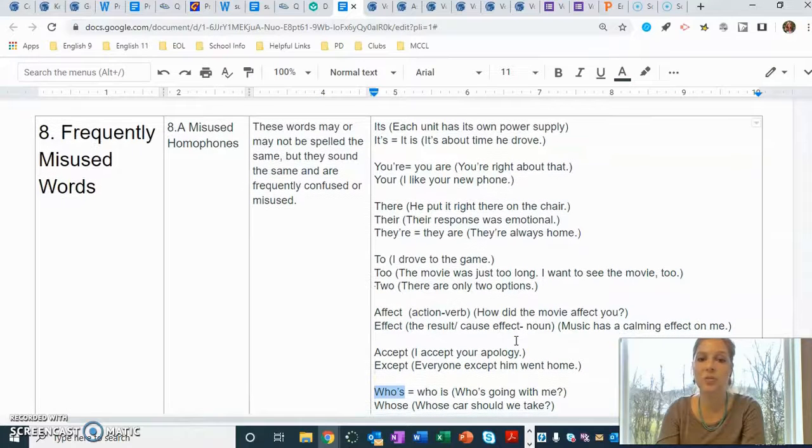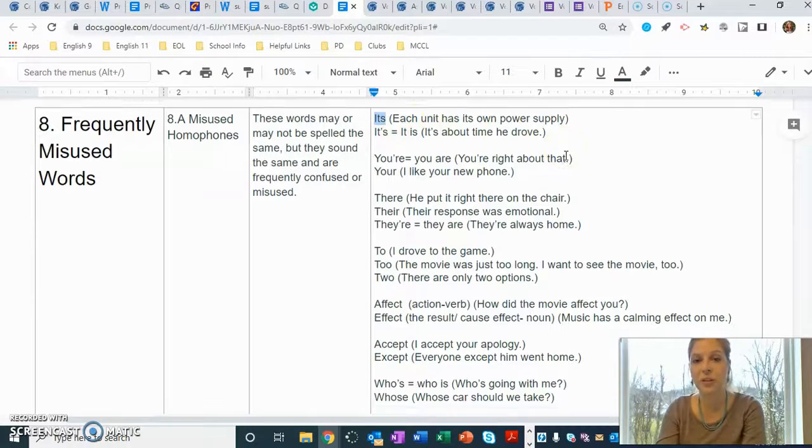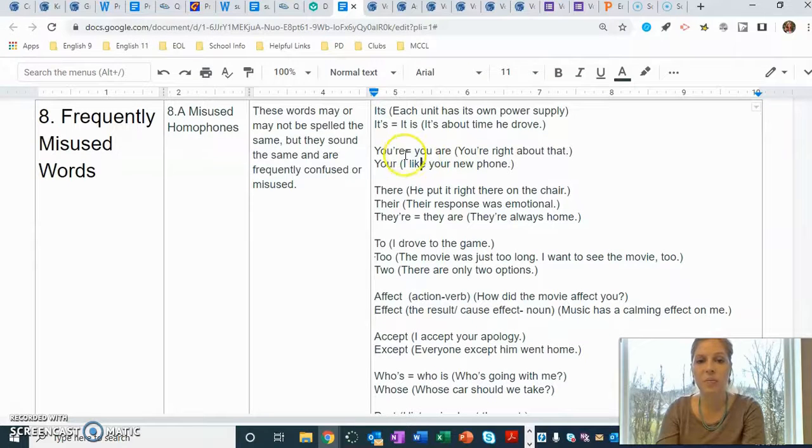The apostrophe shows you that there are more letters there that you have taken out just to save time and to use slang. So if you want to use its possessive, its power supply, then you actually don't use an apostrophe. That goes against the normal rule. Alright, so we talked about you're meaning you are. The other your is just possessive. It belongs to you, your phone.